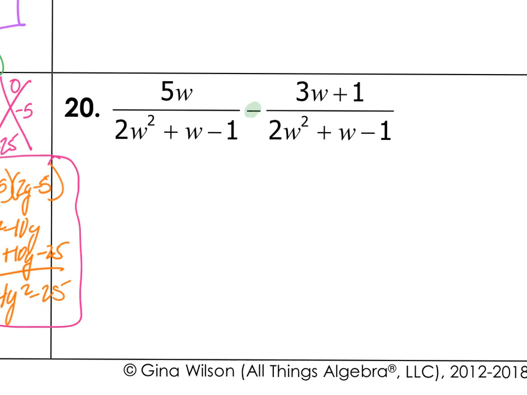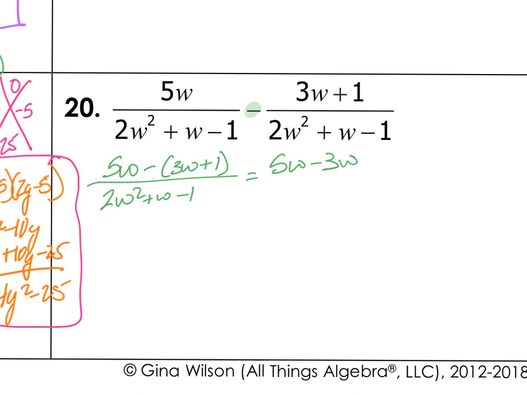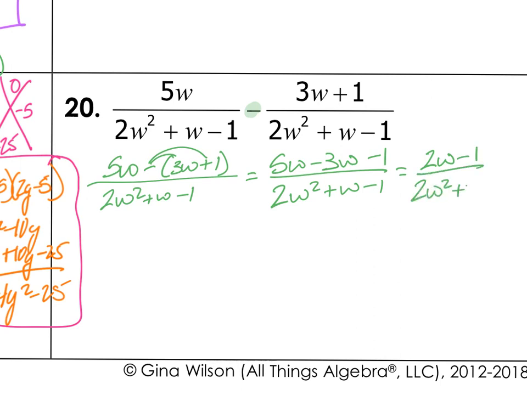So I've got a minus sign, and we're subtracting. So I've got 5w minus 3w plus 1 all over 2w squared plus w minus 1. And that's going to be 5w minus 3w minus 1 all over 2w squared plus w minus 1. So then 5w minus 3w is 2w minus 1 all over 2w squared plus w minus 1. Now we have to factor the bottom.